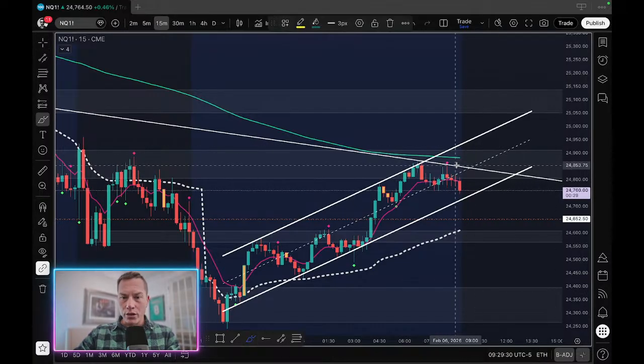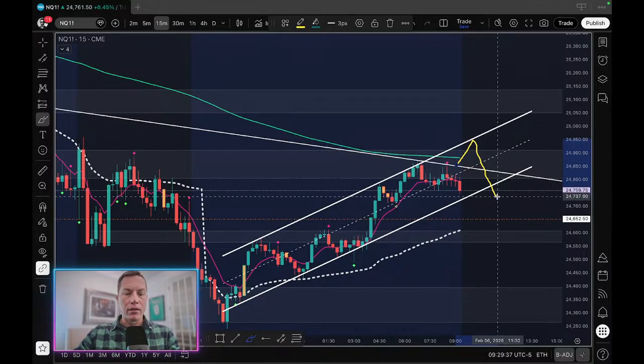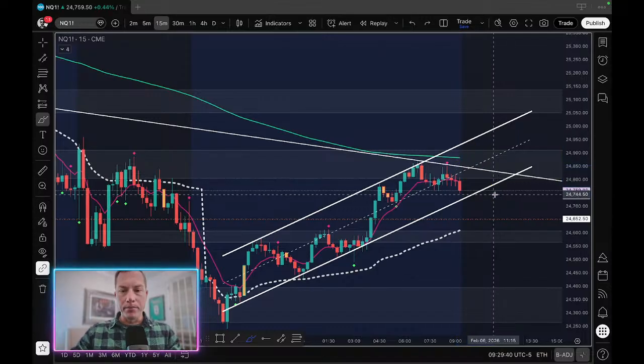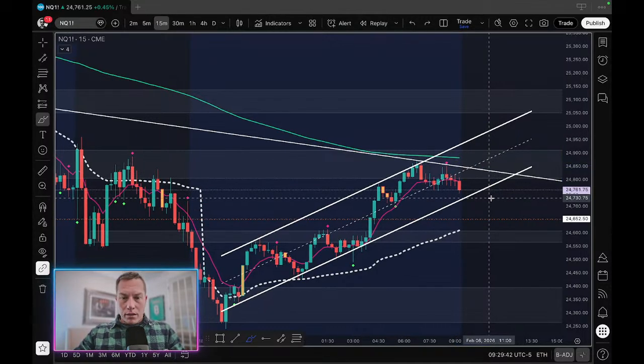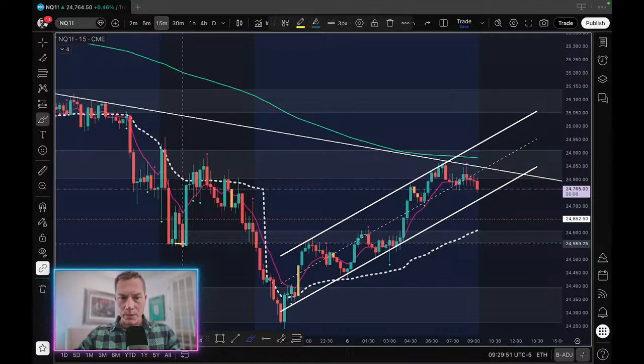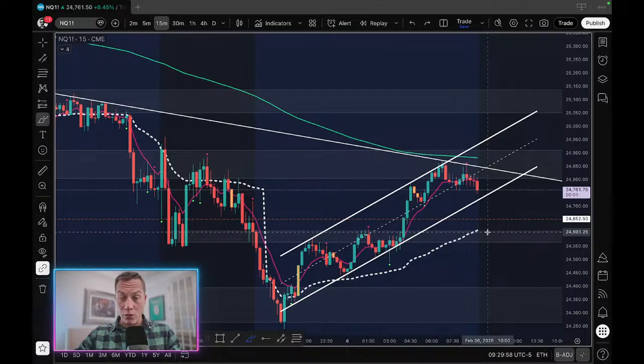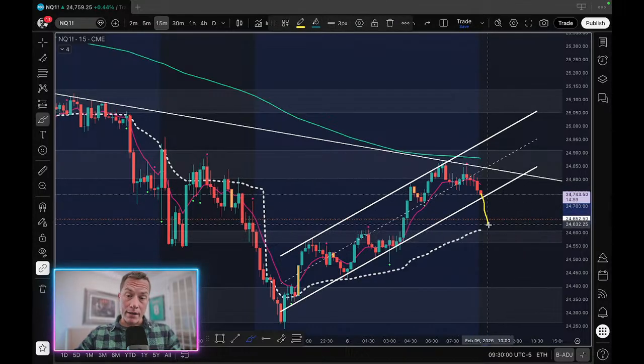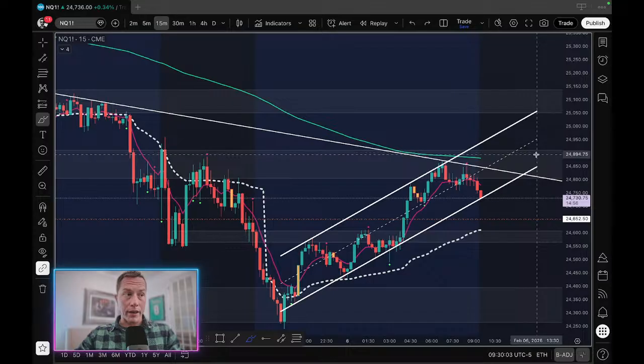So we could actually break this up, fake out up here, and then push back down. That's a pretty good setup potentially, just knowing how NQ works. Watch around this area here, 556, this right here. Good support. So if we get below this area, we could even try to break down here and then bounce up off of that as well.